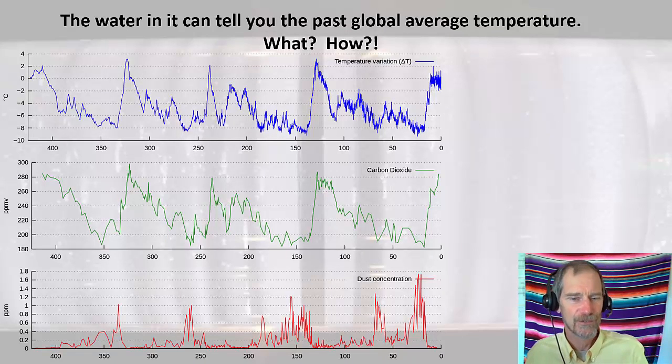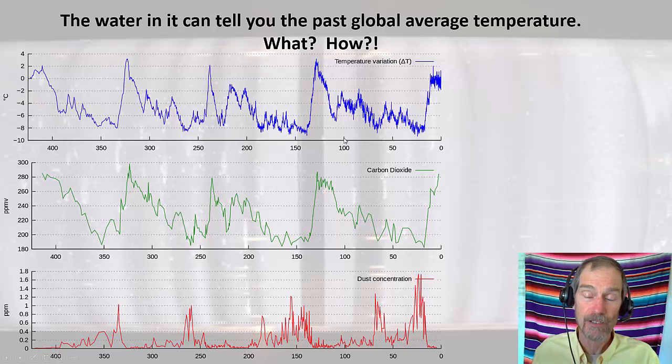Skipping to the end: the water in an ice core can tell you the past global average temperature. How? We don't know yet, but by the end of this lecture, we will. From that data, they make these graphs. These are three different graphs. The top one is temperature, and it goes from now to 400. These are thousands of years ago, not 400 years ago, so that's a long time ago. The axes match up, so you can compare them directly. This is temperature, this is carbon dioxide, and this is dust.